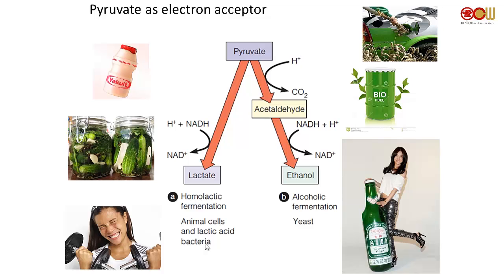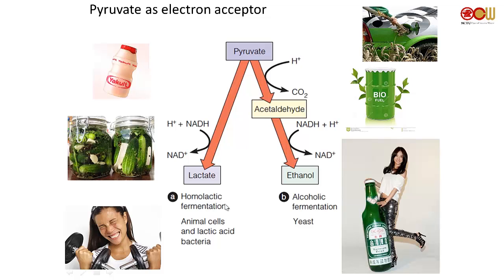Obviously, this is important for industry because, if you want to make yogurt or yogurt drinks or fermented pickles, fermented stuff, or when you exercise so much, you're going to produce lactate. So pyruvate becoming lactate is a very simple process where we only use one enzyme and it can directly reduce pyruvate and become lactate.